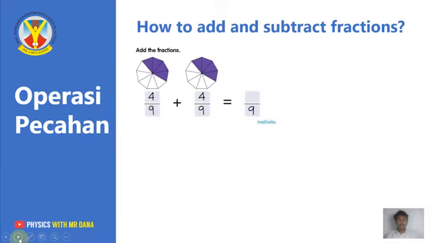Okay, here I have a question for you. Add the fractions 4 ninths plus 4 ninths equals blah blah blah. Here you can see that both of the fractions already have the same denominators, which is 9. Both of them have 9 as the denominator, so you just need to copy 9 here. And to find out the numerator, just add 4 plus 4 equals 8. So the answer is 8 ninths.